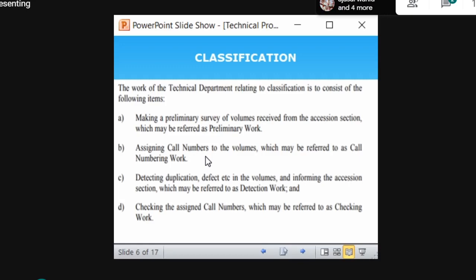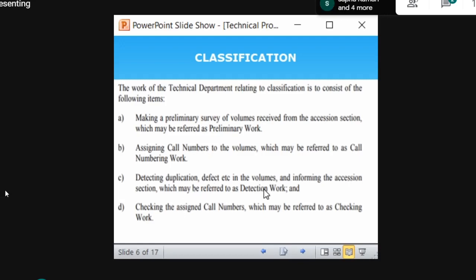Sometimes the accession section might miss out, and instead of another book, they will send the same book itself. The bill will be for another title, but they send the same book, so there will be a duplication. And in one or two books the pages will be torn, so the book will not be in good condition. It is the role of the accession section to check that also. In case they missed it, even the technical section will do this deduction work. When they carry out this part, it is called checking duplication and defect. This is called deduction work.